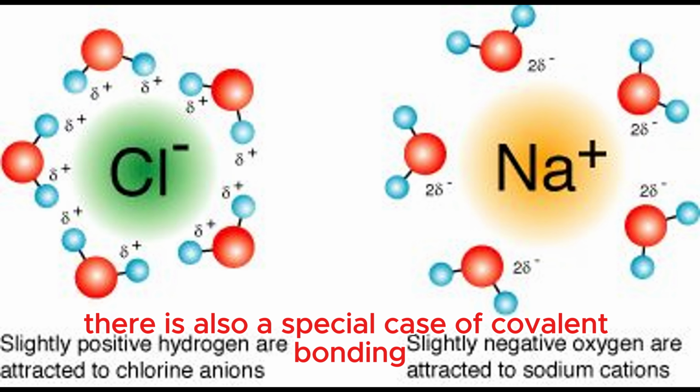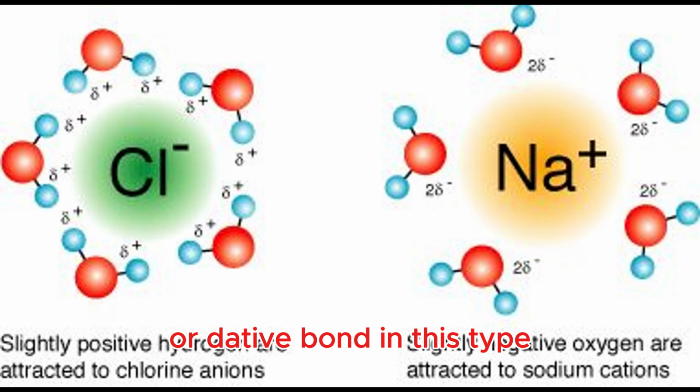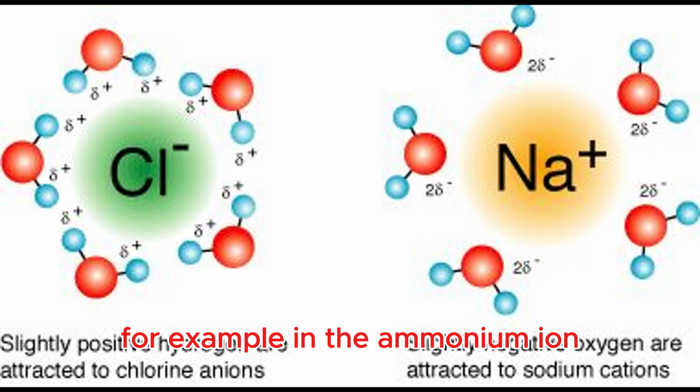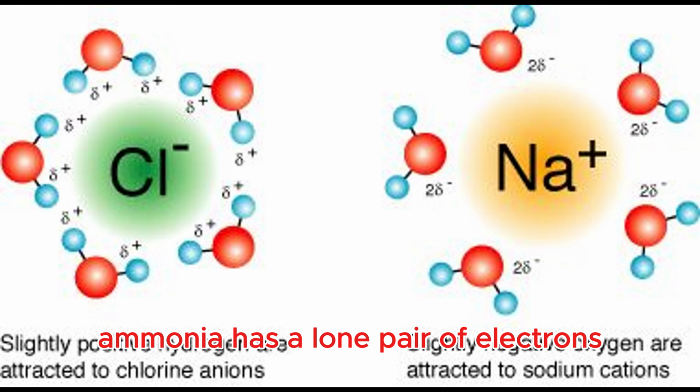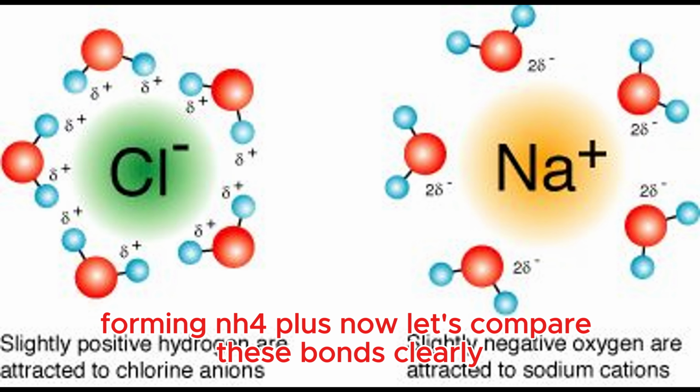There is also a special case of covalent bonding called the coordinate bond, or dative bond. In this type, both electrons in the shared pair come from a single atom. For example, in the ammonium ion, ammonia has a lone pair of electrons. It donates this pair to bond with a hydrogen ion, forming NH4+. Now let's compare these bonds clearly.